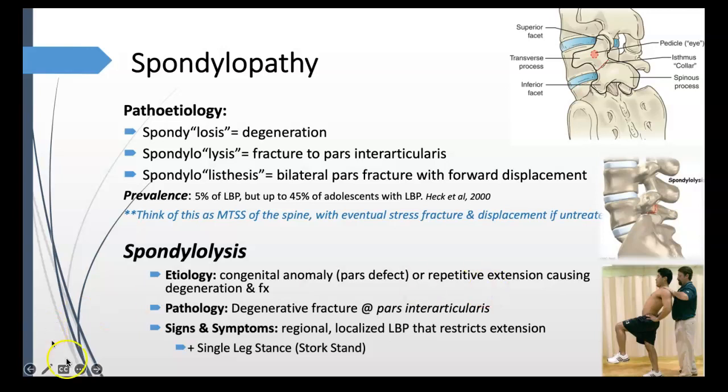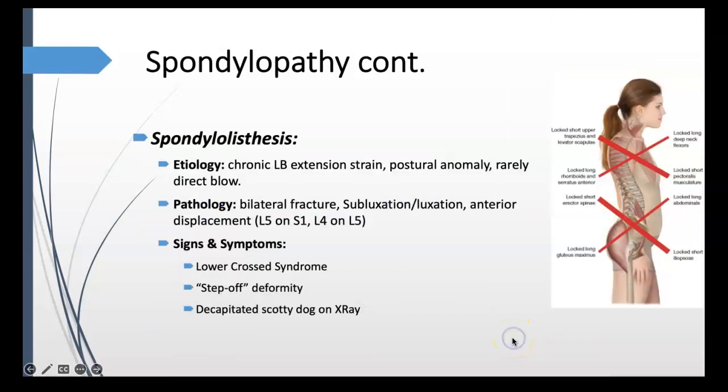So they will have a positive, what we call a single leg stork stance, which is different than the quadrant test that we just discussed on the previous slide. In this instance, the patient is going to be standing on a single limb, and then you're going to have the patient extend the spine and see if there is pain there. So there is a little bit of difference.